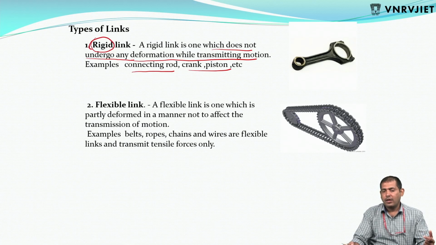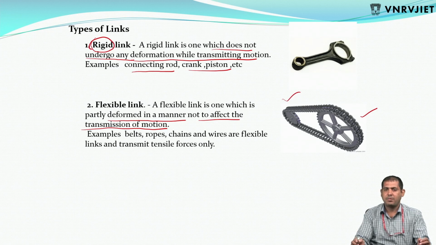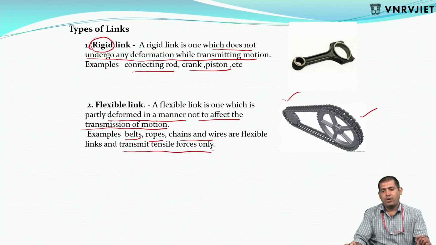Next, the flexible link. Here there is some flexibility, like a chain or belt. If there is no flexibility, it will ultimately break and will not work. At that time, flexibility is required to transmit the motion from one end to the other. That is why we adjust the chain in our bike. A flexible link is one which is partially deformed in a manner not to affect the transmission of motion. Partial deformation occurs, but it is okay, as nothing is affected in the main purpose. That is called a flexible link. Examples are belt, rope and chain drives, which transmit tensile force only.